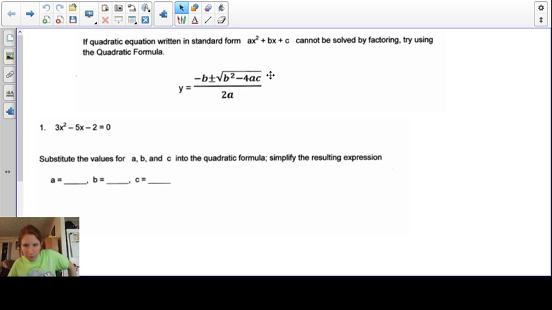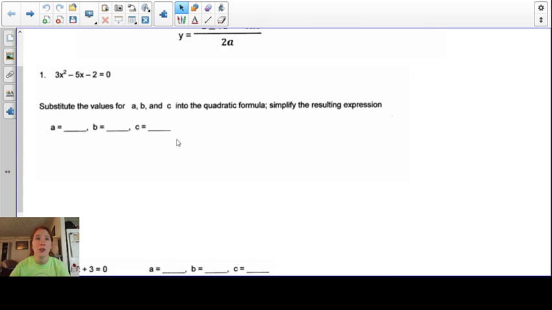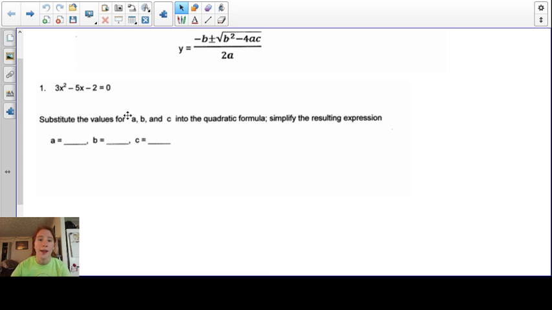So this is for when it can't be solved by factoring. What we do is we take a look at the equation that we're given, and we need to pull out some of our values. Our values that we use: a will always be in front of the x squared.